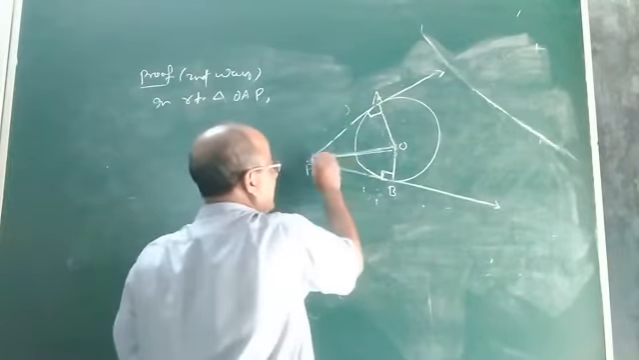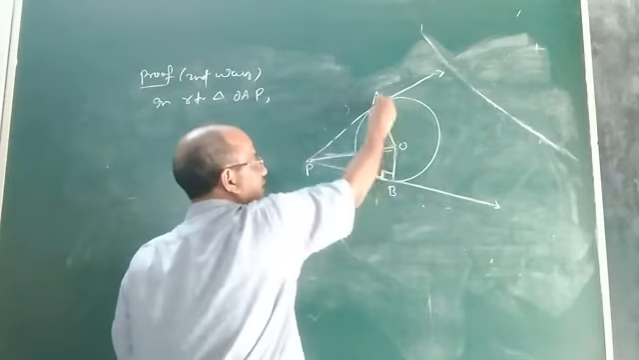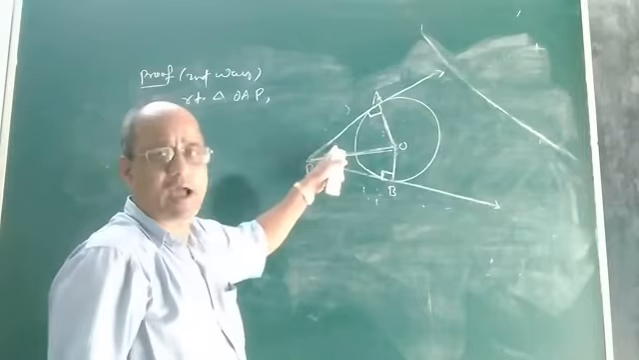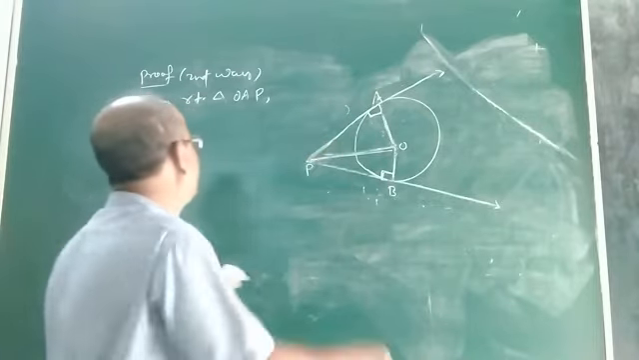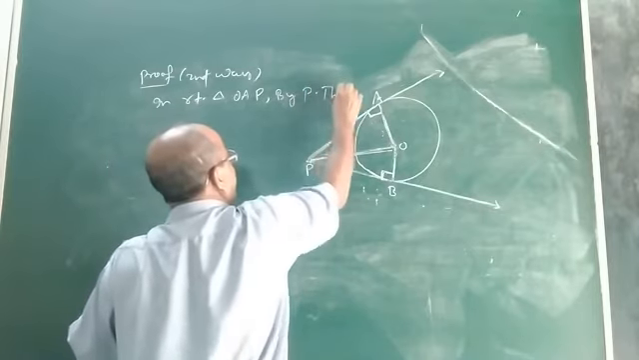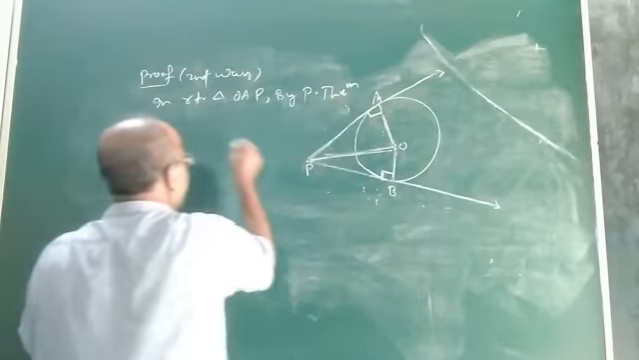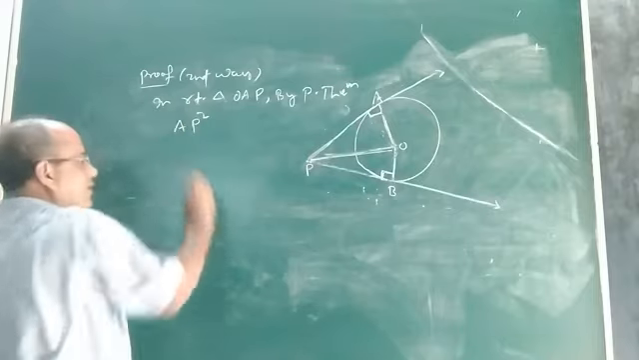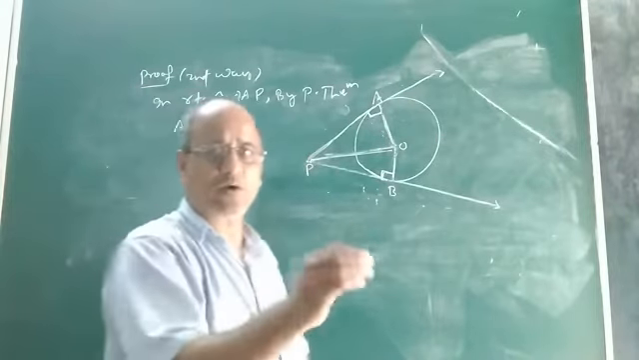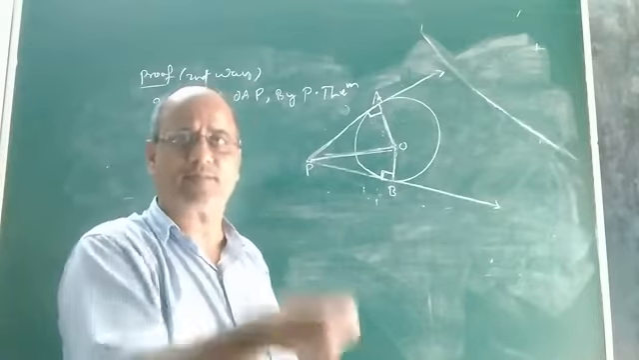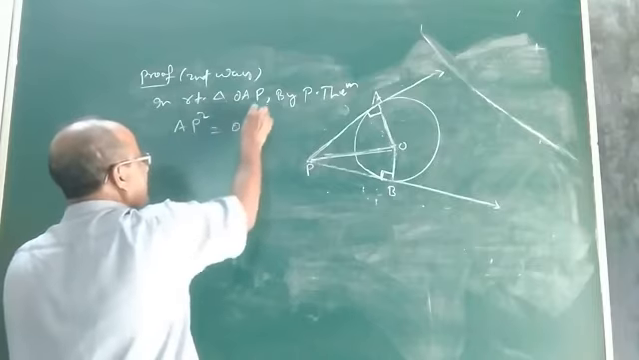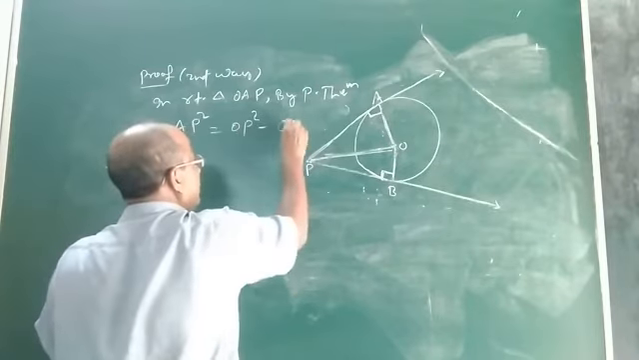Now see, in this right triangle, this is the hypotenuse. This is perpendicular and this is base. Now apply Pythagoras theorem. By Pythagoras theorem, find the square of AP. What will be the square of AP? AP square is the square of perpendicular, equal to square of hypotenuse minus square of base by Pythagoras theorem. So this is the hypotenuse, so it is OP square minus OA square.